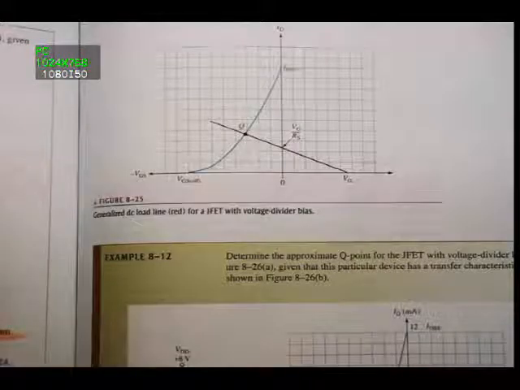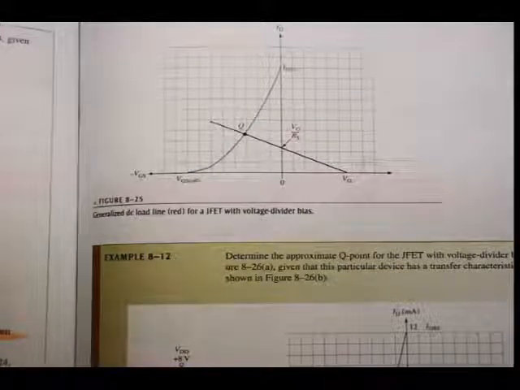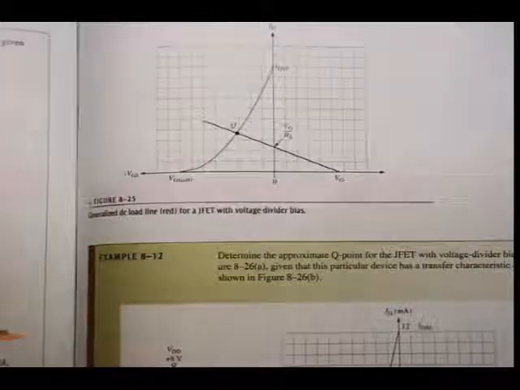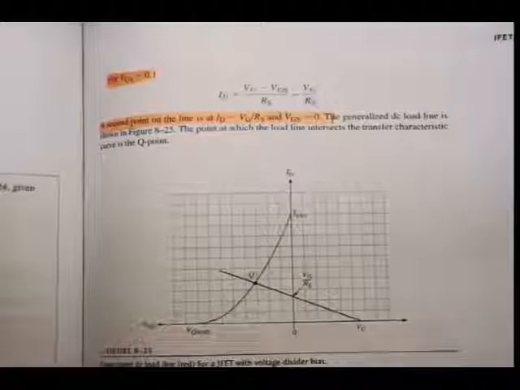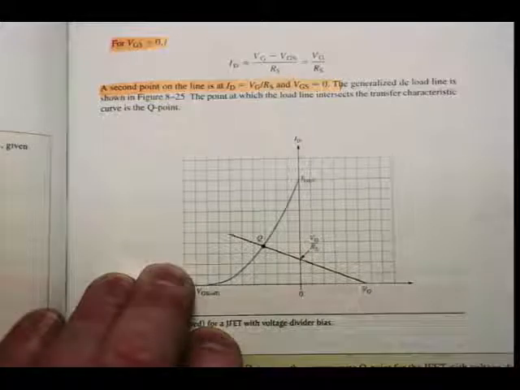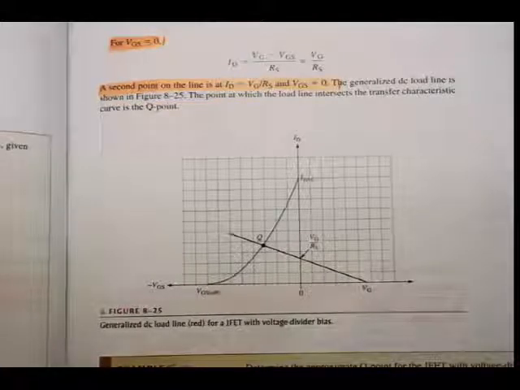When VGS is equal to 0. Remember, with the self biasing, the first point was when ID is equal to 0, and the second point was calculated when ID was equal to IDSS. In this case the first point is where ID is equal to 0, but the second point is where VGS is equal to 0. So for VGS equal to 0, I calculate the value of ID, which is VG minus VGS over RS, which boils down to VG over RS, because VGS is equal to 0. I assume it to be 0.